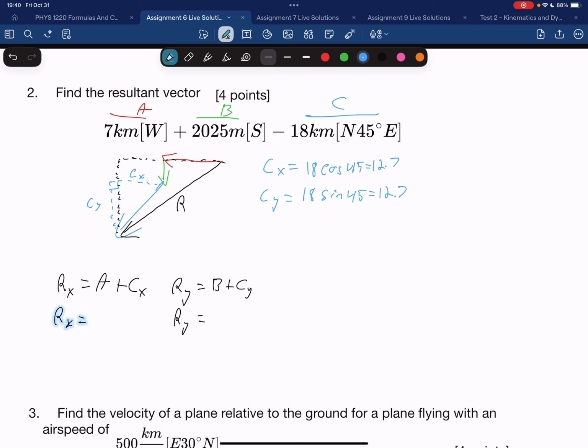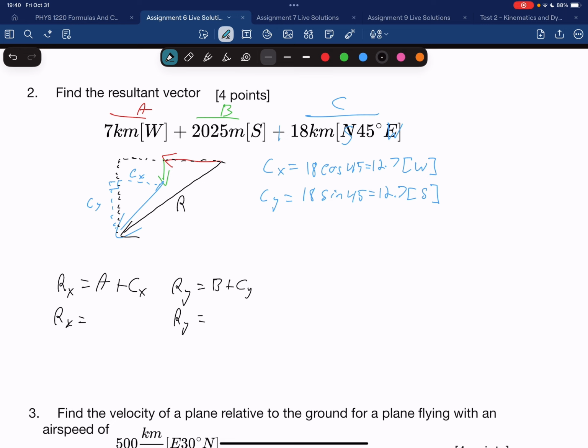Now, this is negative 18 kilometers north, 45 degrees east. That negative flips the directions. So this is actually going to be plus 18 kilometers south, 45 degrees west. So the x component here is actually west. The y component is actually south. And that matches up with the directions for vectors A and B perfectly. So when we go and sub in, we don't have to worry about directions anymore.